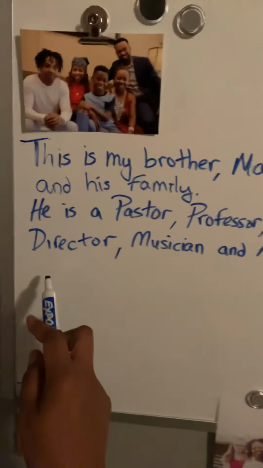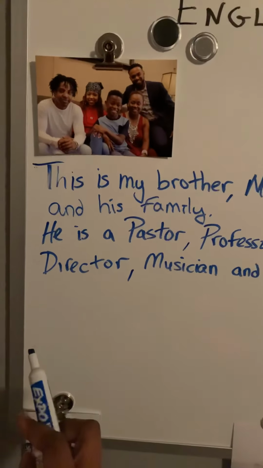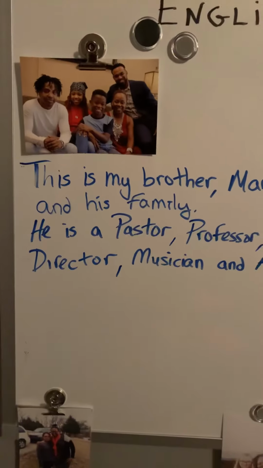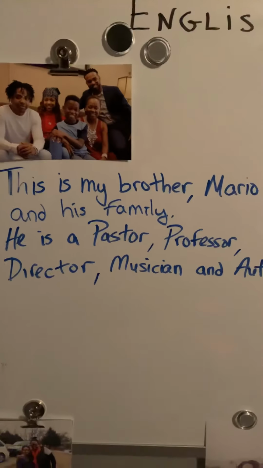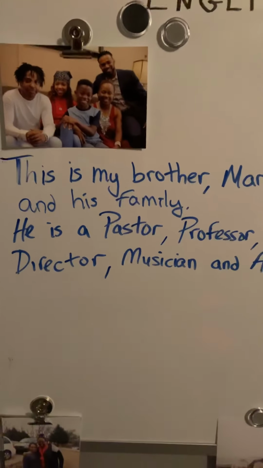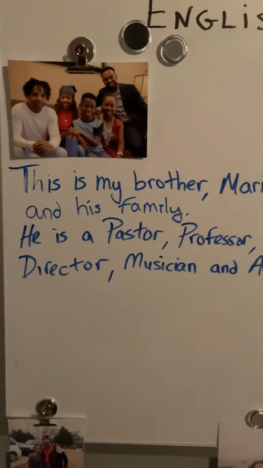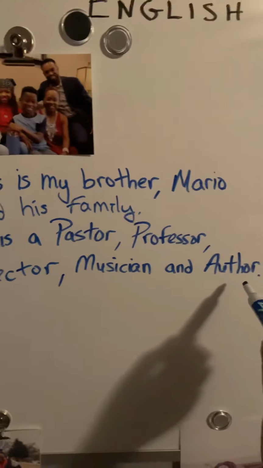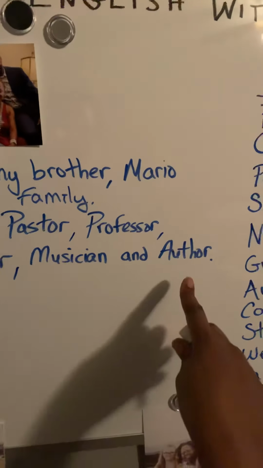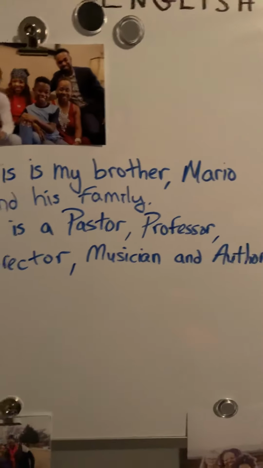So, director, as we learned before, is someone who's in charge of something. They put things together, they organize things. Musician means that he plays the piano, he makes songs, he writes music. He's a professional. And an author, my father is also an author. An author means that he writes books.